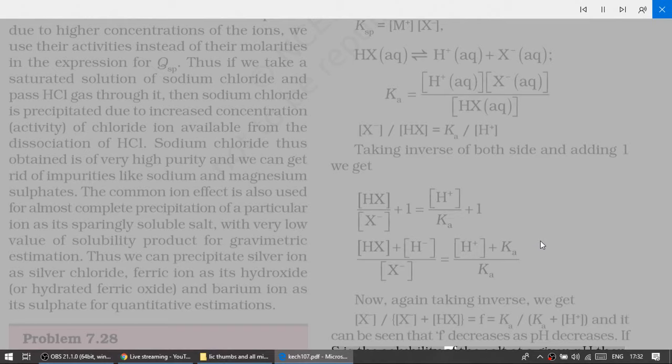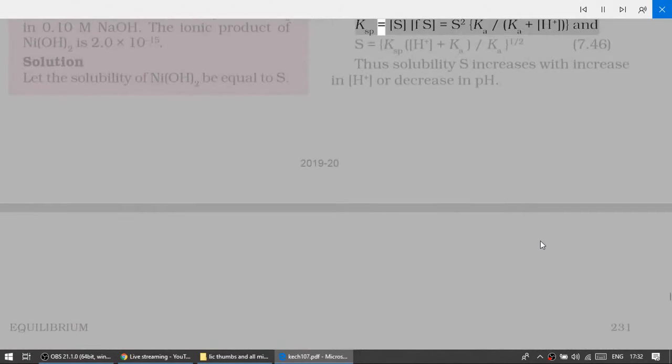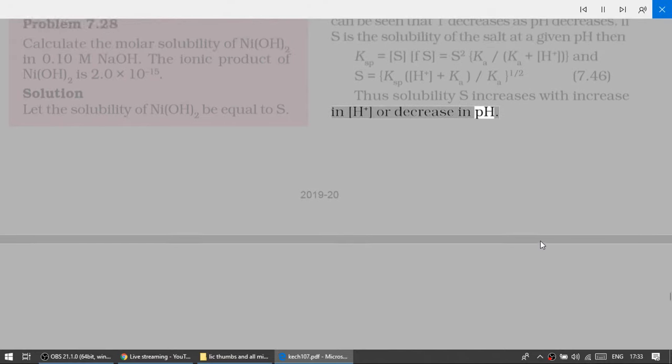If S is the solubility of the salt at a given pH, then Ksp = S · fS = S² Ka/(Ka + [H+]), and S = √(Ksp ([H+] + Ka)/Ka) (7.46). Thus solubility S increases with increase in [H+] or decrease in pH.